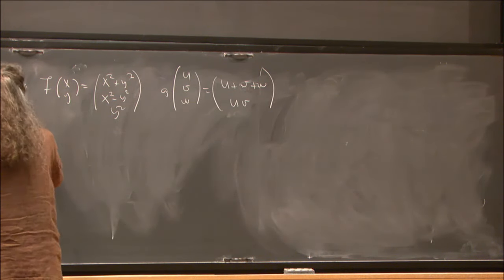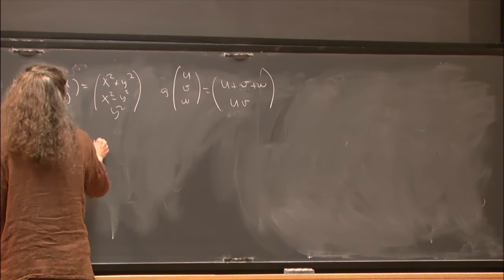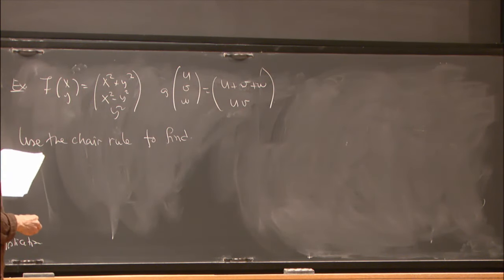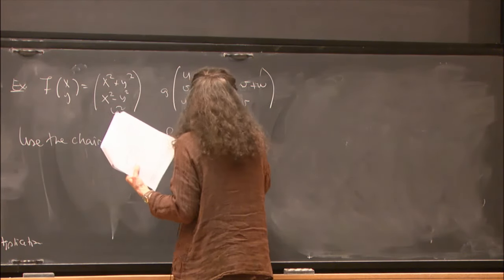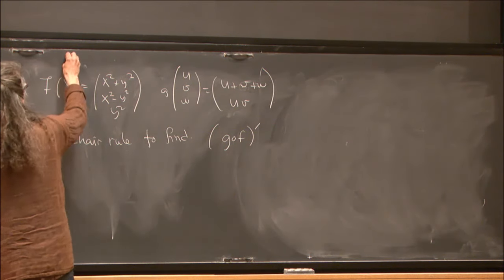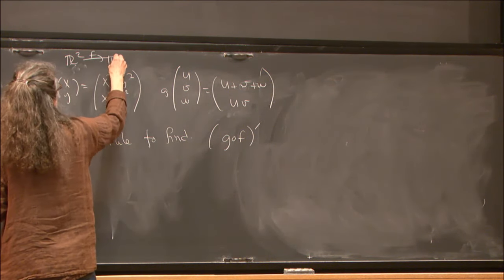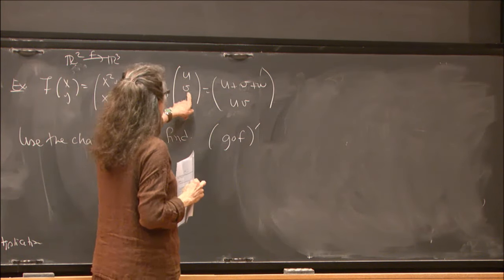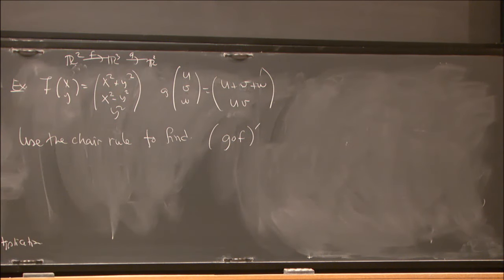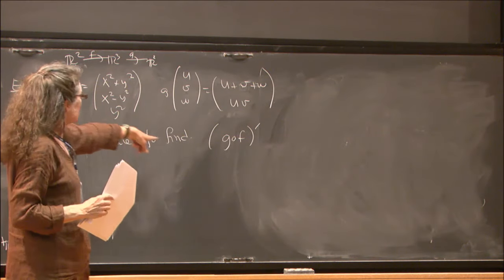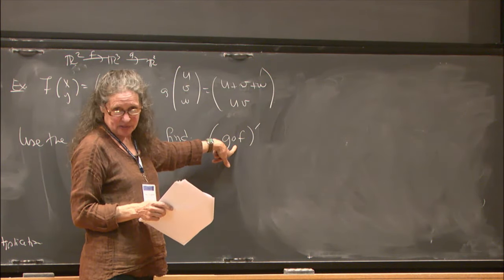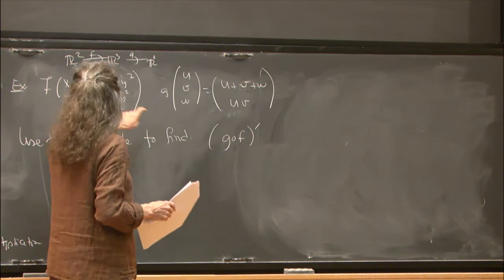All right, so use the chain rule to find, let's see, what can we compose? We can compose G composed with F, right? So does this make sense? F is a map from R^2 to R^3, and from there, G is a map from R^3 to R^2. You could reverse the order, that would work too. So this composition makes sense. What are the dimensions of this matrix? This is a 2 by 2, the composition goes from R^2 to R^2.